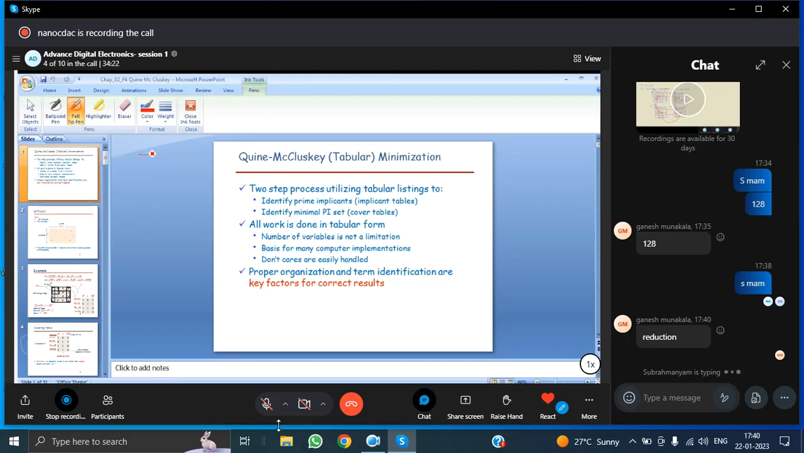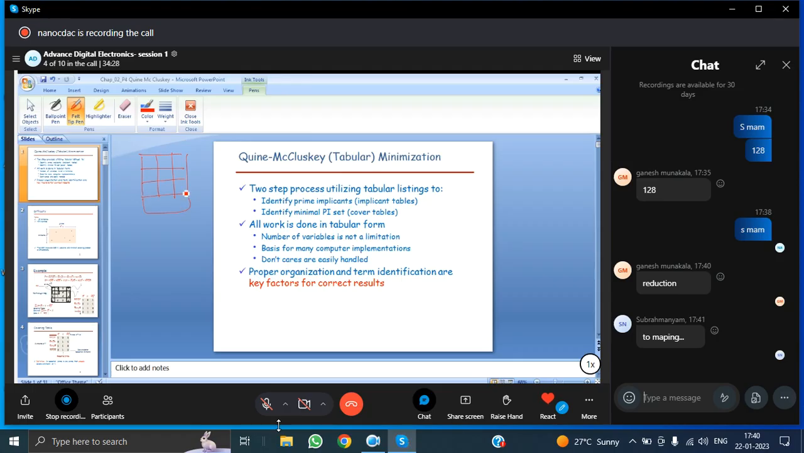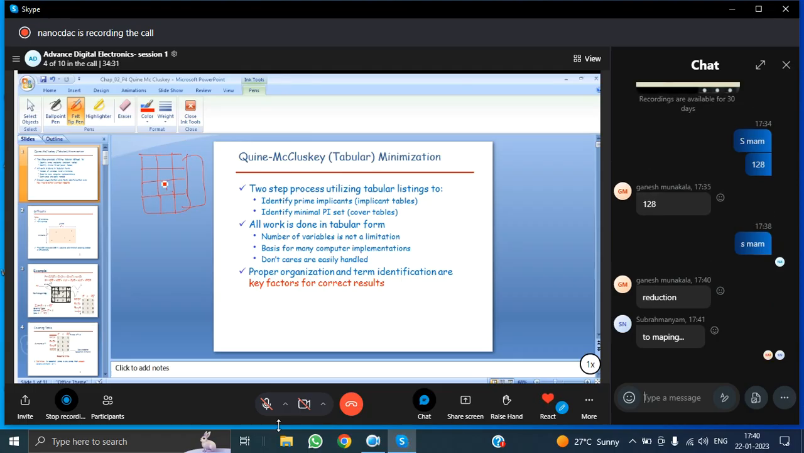See, sometimes what happens is, here we have only one literal. For this one, how do you write the equation? Say A B C D, something like A bar B C bar D. It has 4 literals. If you consider a don't care term here, one term is reduced, right? So one term is reduced, and you can write something like A C D, or A C bar D.